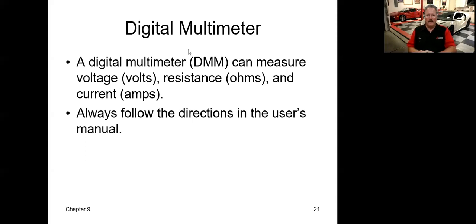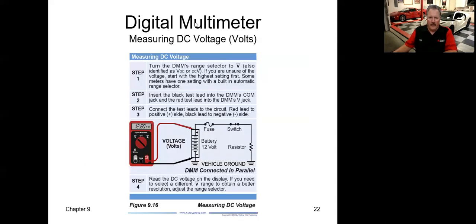A digital multimeter can measure volts, resistance (ohms), and current. Always follow the directions. I'll show you how to use this voltmeter here in just a little bit. There it is right here, just a little pictorial. They're putting the positive lead on the positive post and the negative lead on the negative post, and it's reading 12.6 DC volts right there.